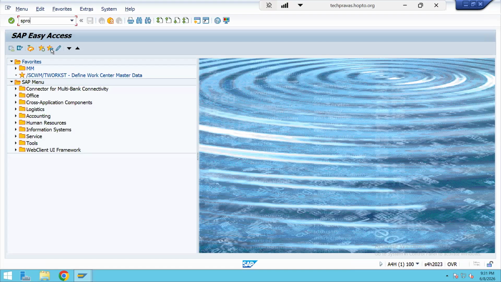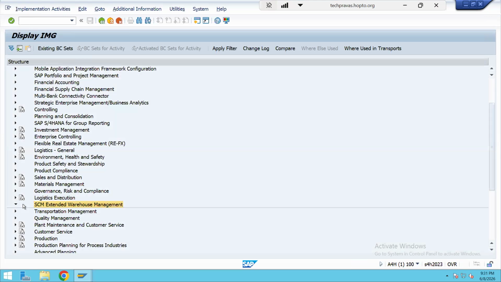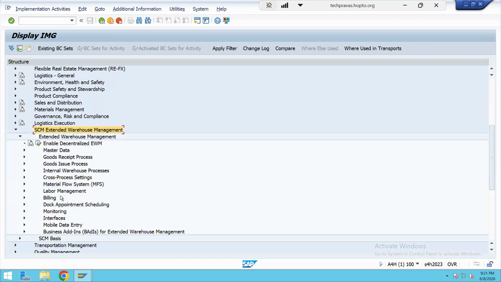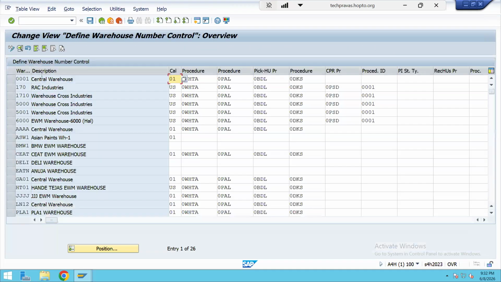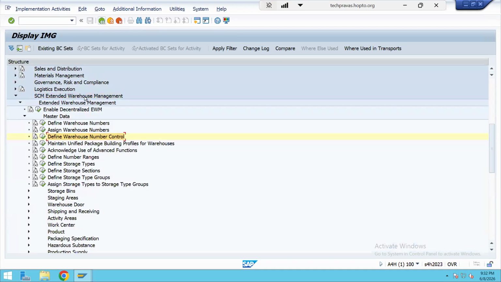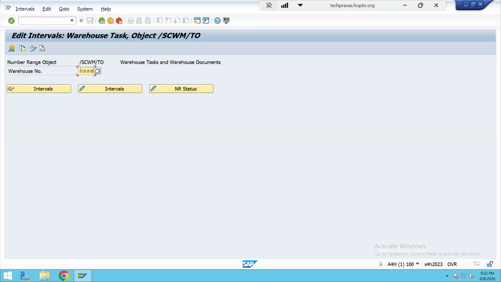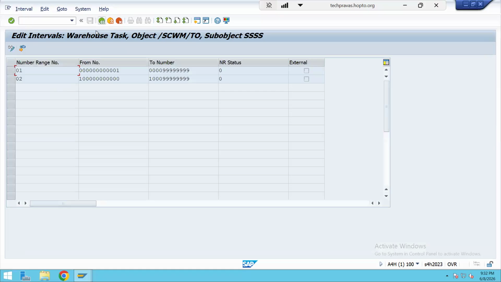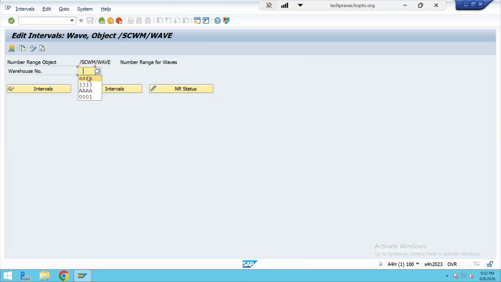SPRO. Then extended warehouse management, master data, define number range. No, not this, this is completed. Define number range, first is this. So here we will put triple S and we need to check the interval. It is defined, it is there. Fine. We'll go back, then we'll do the second one.